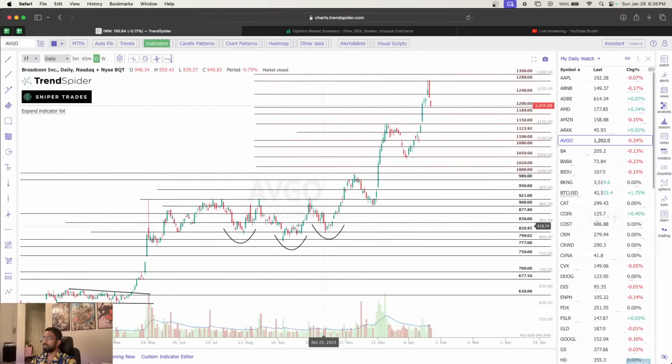Next one is AVGO. Nice little inverted head and shoulders breakout. We had that little retest earlier. If you all remember, this was the setup that we were playing, where there was this little put play that you could have played when it kind of broke down, right? Like this one here. So this was the put play that I was talking about.